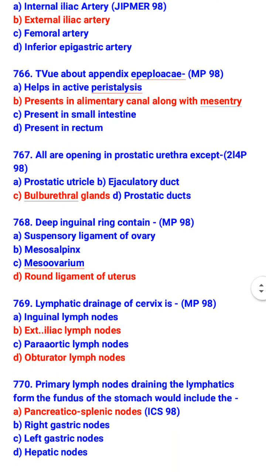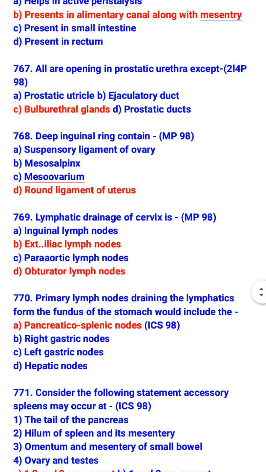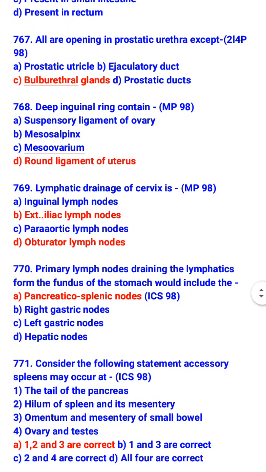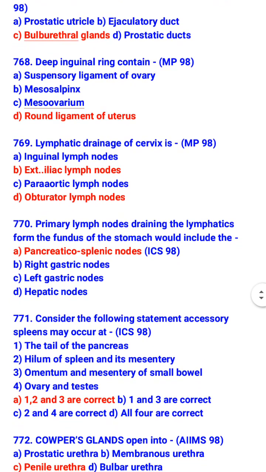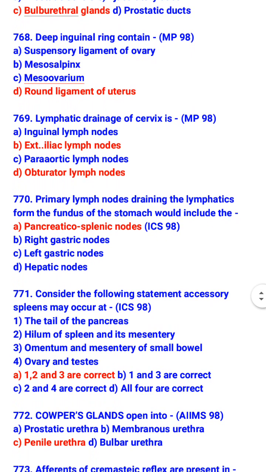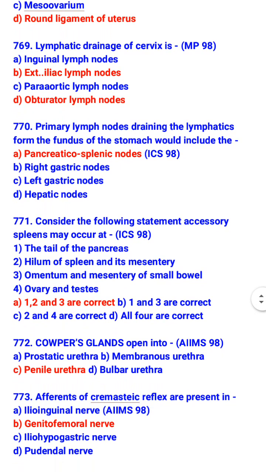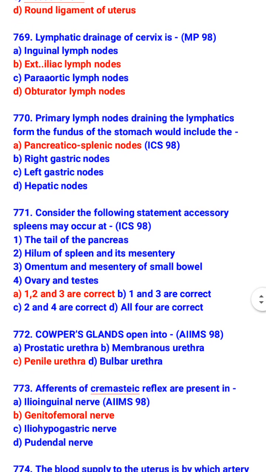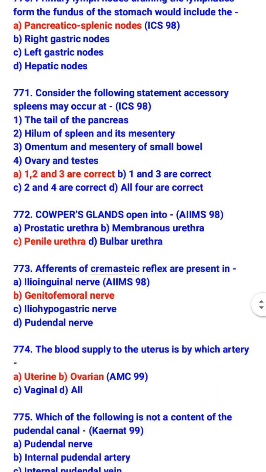Deep inguinal ring contains round ligament of uterus. Lymphatic drainage of cervix is external iliac lymph node and obturator lymph node. Primary lymph node draining the lymphatic from the fundus of the stomach would include the pancreatic or splenic node. Consider the following statement: accessory spleens may occur at the tail of pancreas, hilum of spleen and its mesentery, and omentum and mesentery of small bowel. Cowper's gland opens into penile urethra. Efferent of cremasteric reflex is present in genitofemoral nerve.